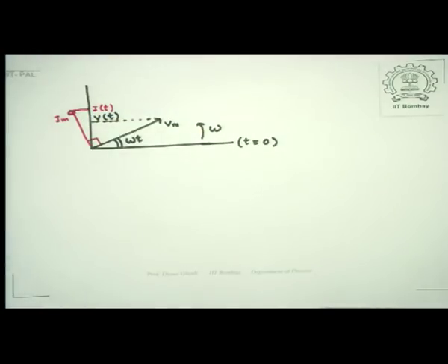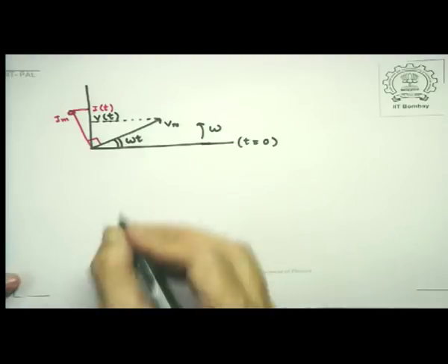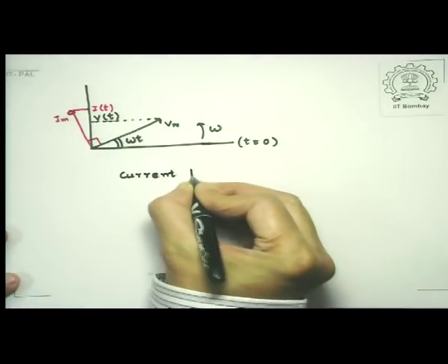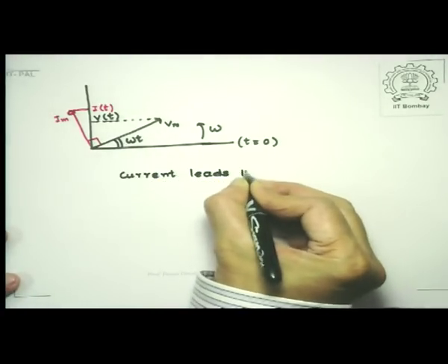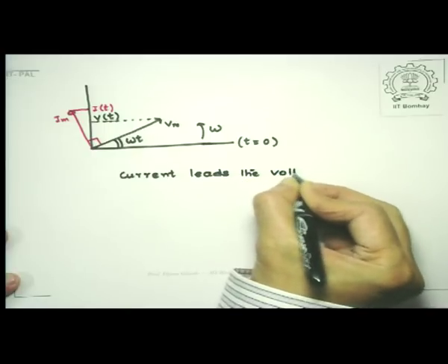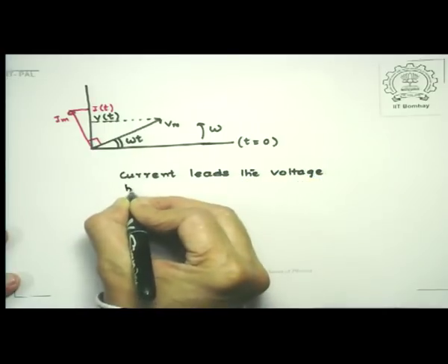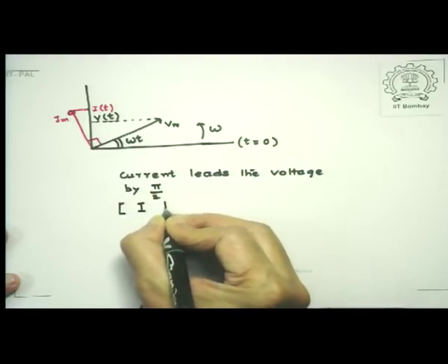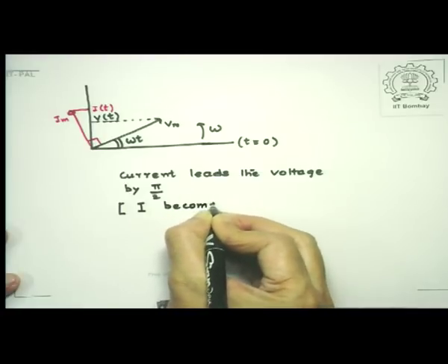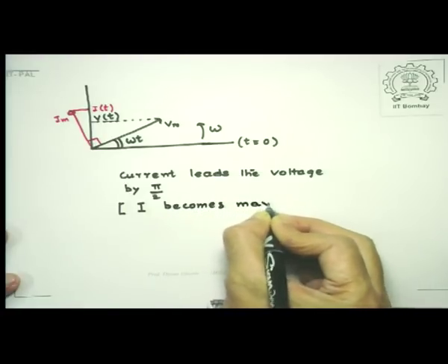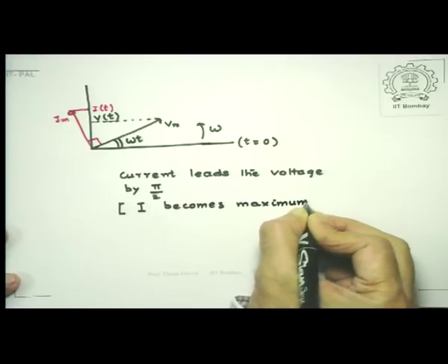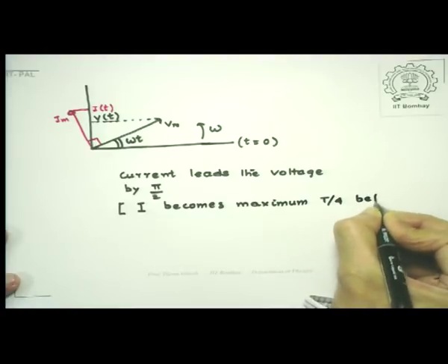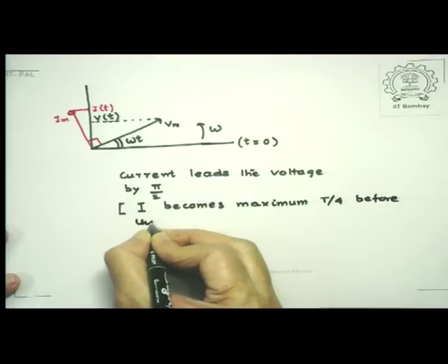So therefore let me make this point here, that is, current leads the voltage by pi by 2, which is another way of saying that I becomes maximum T by 4 before the voltage does.